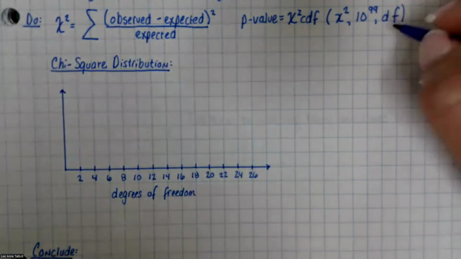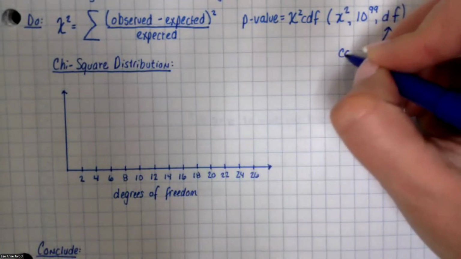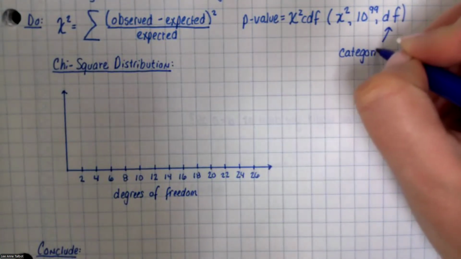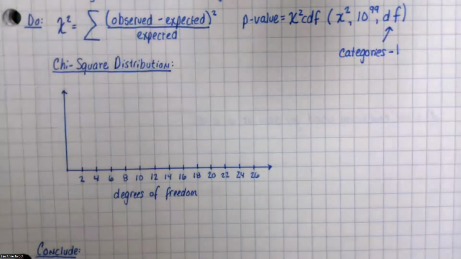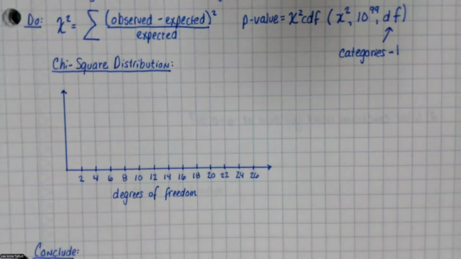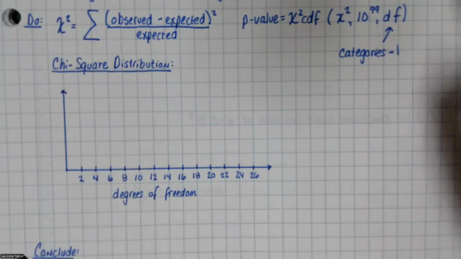And then degrees of freedom. Degrees of freedom is a little different for this. It's categories minus 1. And by categories, I mean how many different proportions are in the claim. This will make more sense once we start to do this M&M's problem that I'm hoping that you saw in your arts and crafts pages.